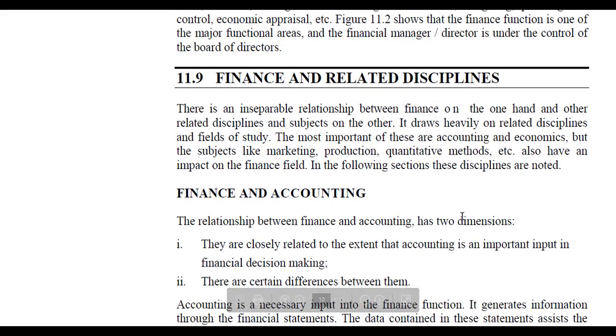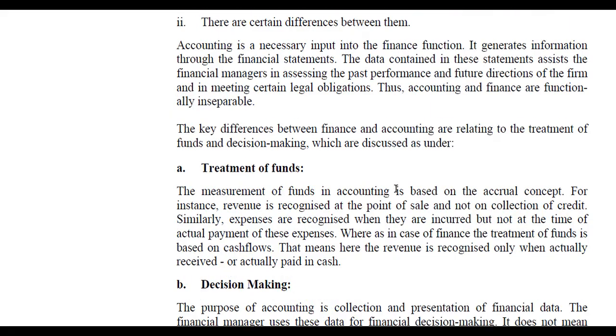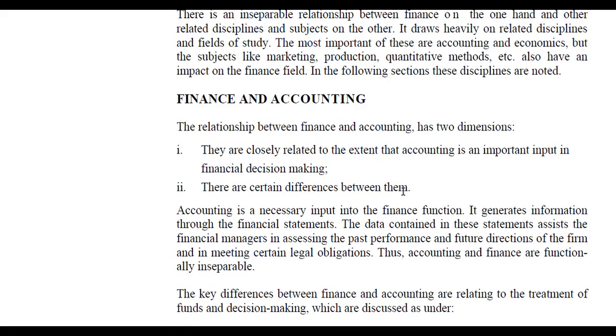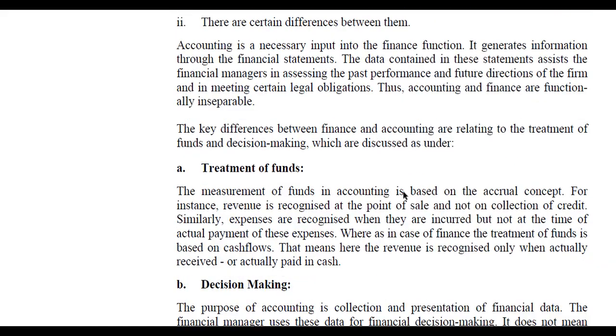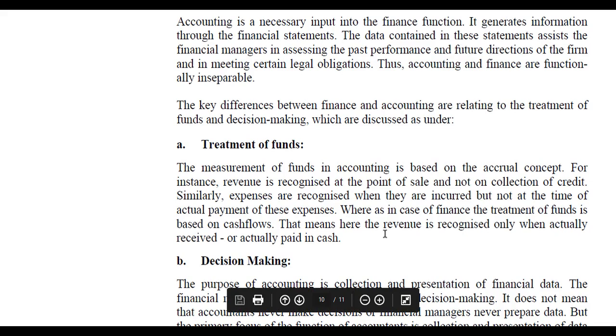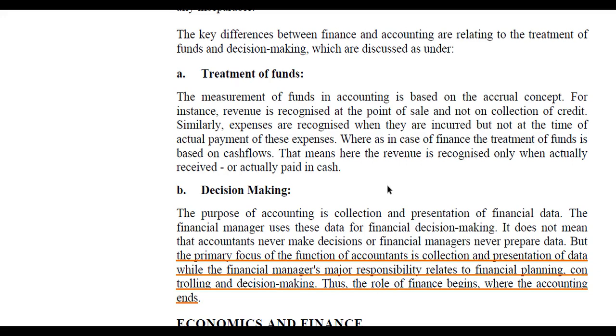Next, finance and related disciplines. The related disciplines to finance are two. Normally, what comes to our mind is accounting and economics. Accounting is simply nothing but collection of information and presenting it in a proper readable format for the higher management to take decisions. The difference between finance and accounting comes in the treatment of funds and at the level of decision making.